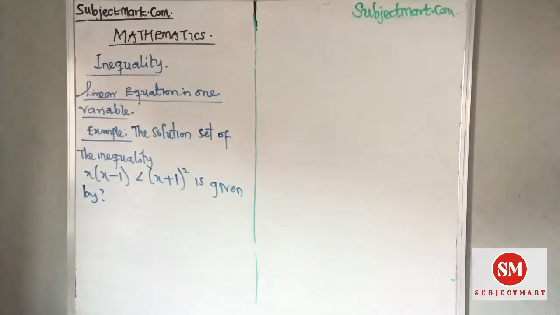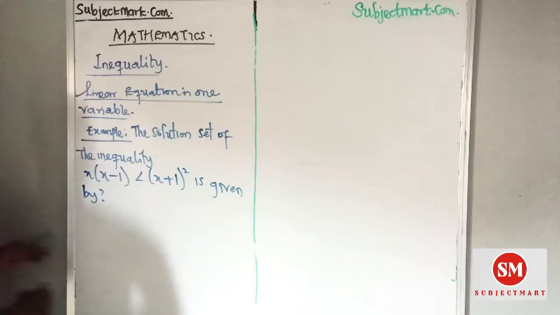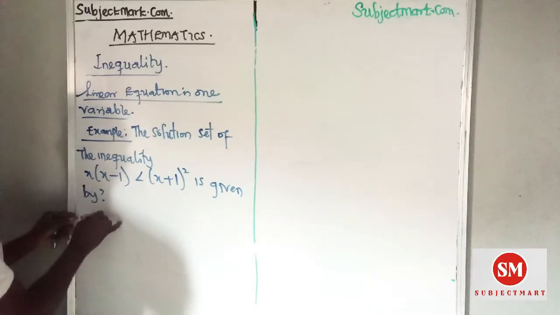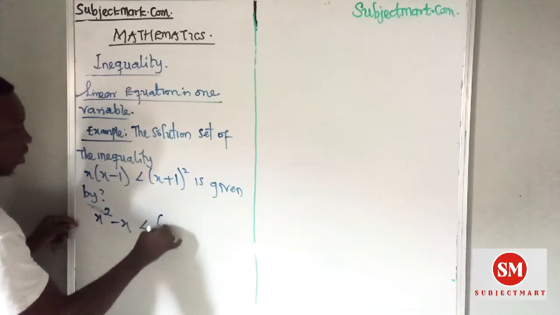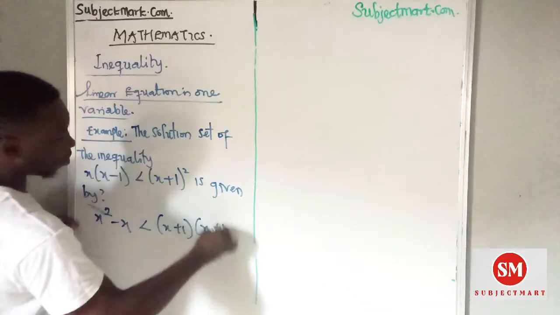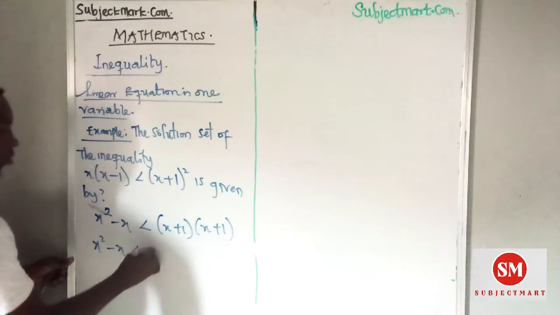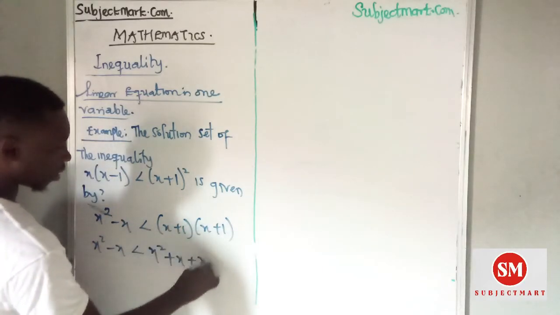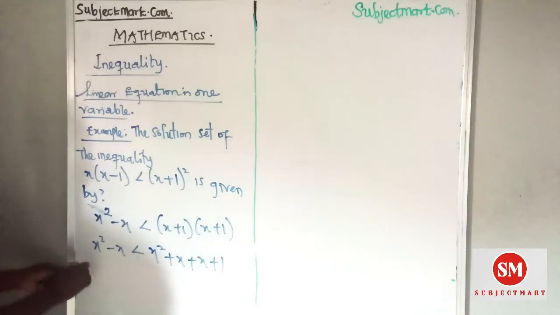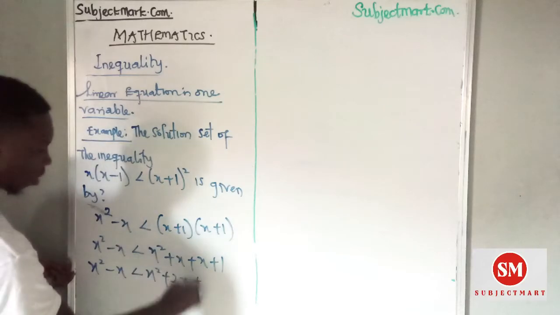Okay, the solution set of the inequality. Expanding this: x times x squared, x times minus 1 gives minus x, is less than, expanding this, x plus 1 times x plus 1. So x squared minus x is less than x times x, that is x squared, plus x plus x plus 1. So this becomes x squared minus x is less than x squared plus 2x plus 1.